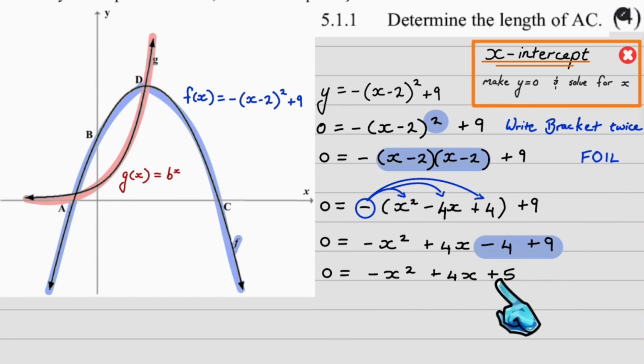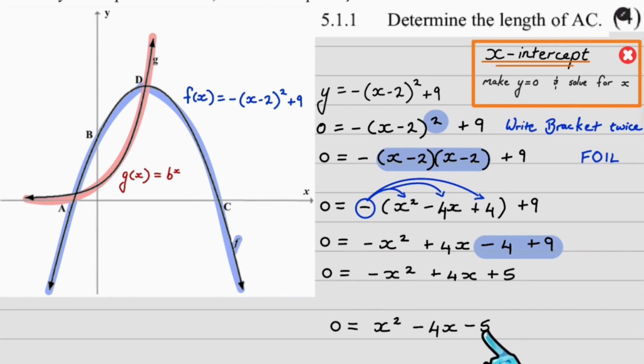And now I can't factorize this thing just yet. This negative is bothering me. So I'm going to divide everything by -1. So essentially everything's sign will change. This will change to a positive, this will change to a negative, and this will change to a negative. Okay, now that that negative is gone, we can start factorizing the trinomial.